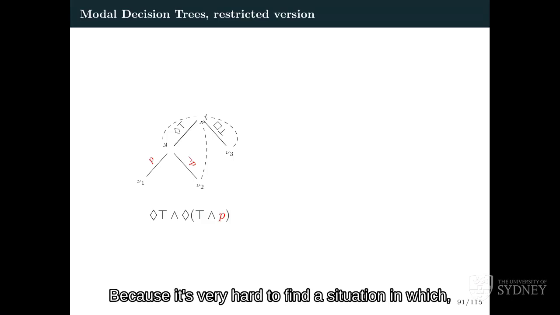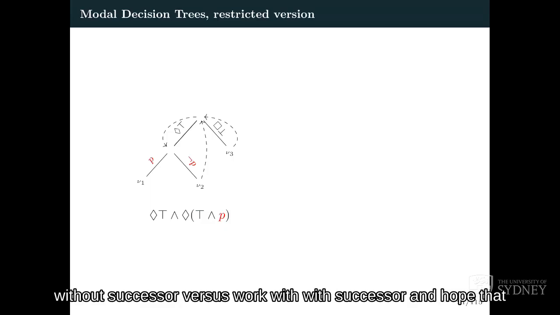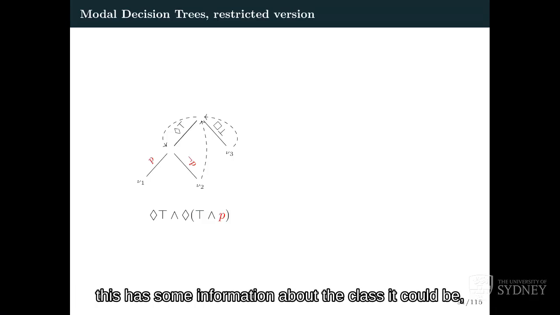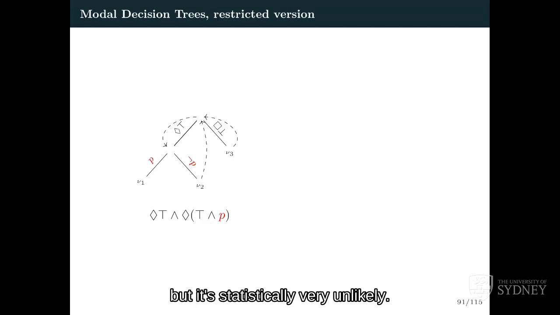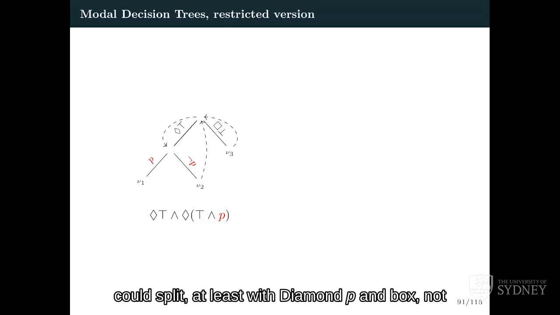Why? Because it's very hard to find a situation in which I'm on a word without successor versus a word with successor, and hope that this has some information about the class. It could be, but it's statistically very unlikely. So what do we know? Well, we know that if we had the forward edge, then we could look ahead a little bit. So we could split at least with diamond P and box not P.